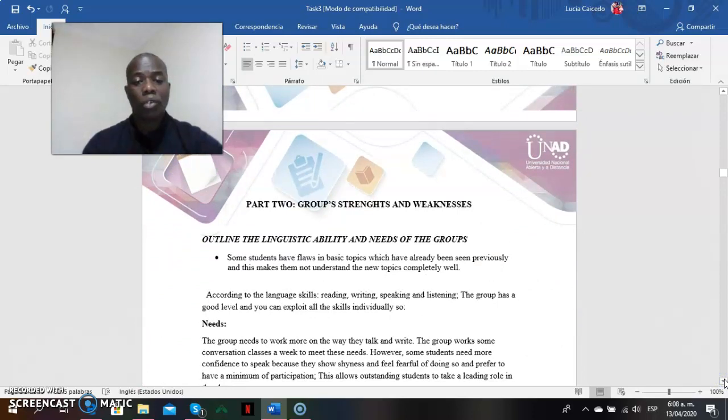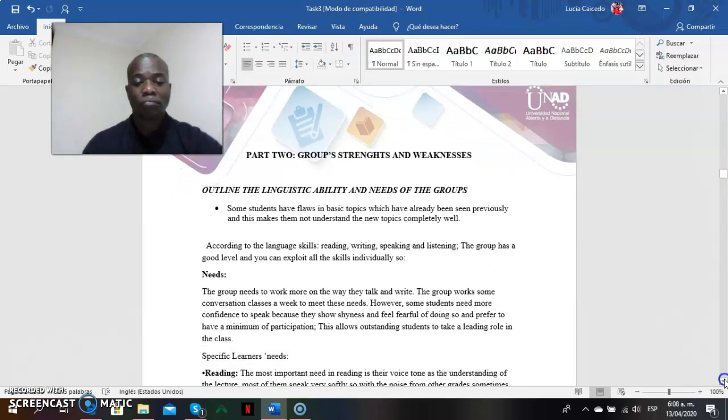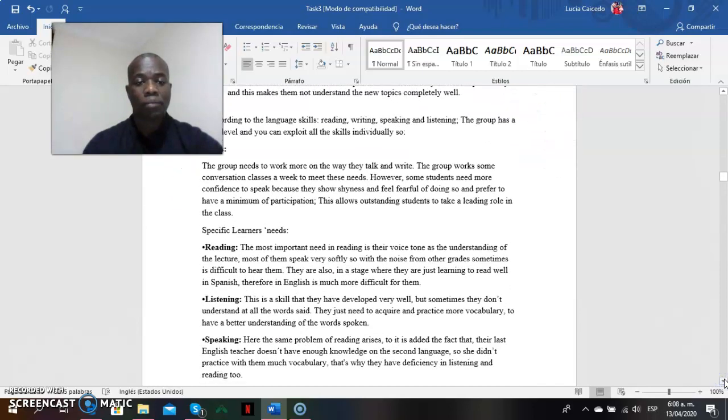Part two, group strengths and weaknesses. The group needs to work more on the way they talk and write. The group has some conversation classes a week, and to me they need this. However, some students need more confidence to speak because they show shyness and feel fearful about doing so.